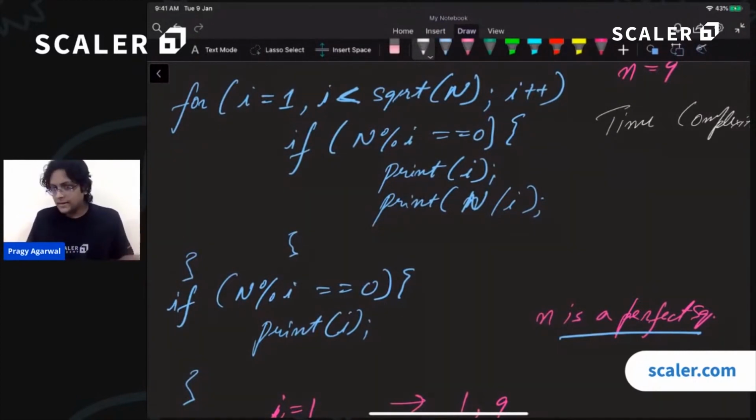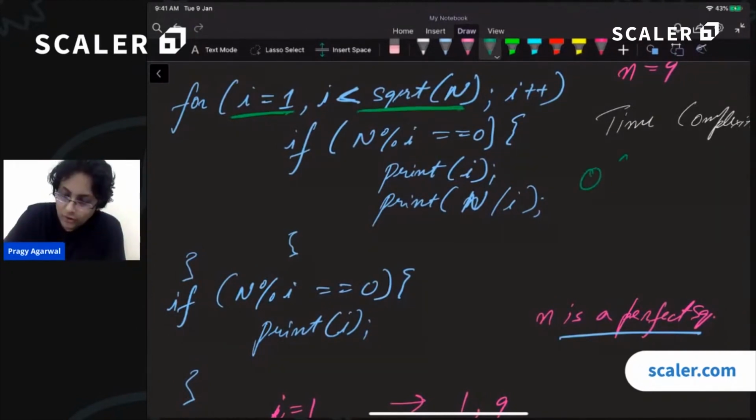Well, this is very simple, right? Just like the previous case, we have a simple for loop. And this for loop now goes from 1 all the way till square root of n. So the time complexity is supposed to be order of square root of n. Right? Simple. Is that clear?